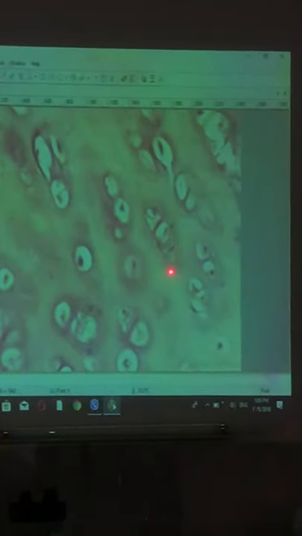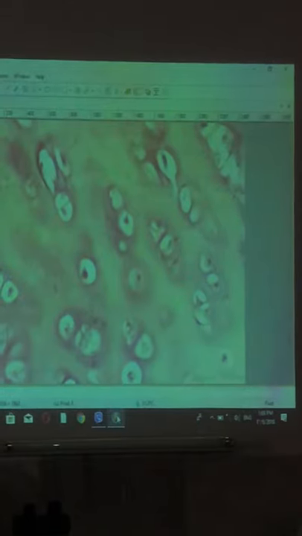This part, take a look. 1, 2, 3 here, 1, 2, 3. So this group and that one are isogenous groups. Between each isogenous group, we have what? We have a light area, the area which is poor staining.